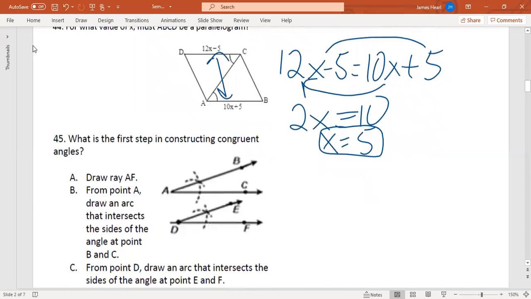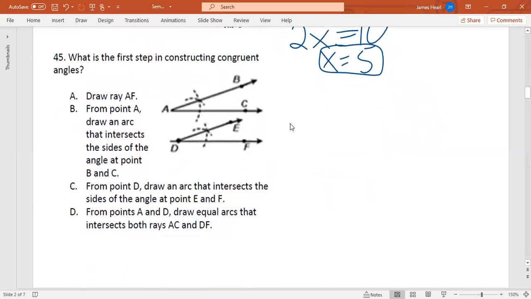All right, with 45, we start jumping into some of the construction problems. So you're asked, given this picture here, what's the very first step in building congruent angles? And if you go back and look over the construction section, the very first thing you have to do to build a congruent angle is we have to start figuring out how wide the angles are. So we have to draw this first arc on each angle so that we can do that. If you read through your list here, the only one that discusses doing that is from both A and D, draw an arc that creates that.